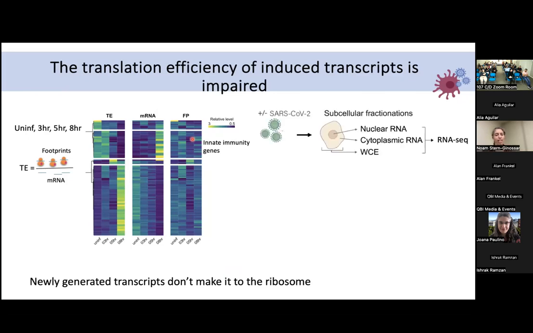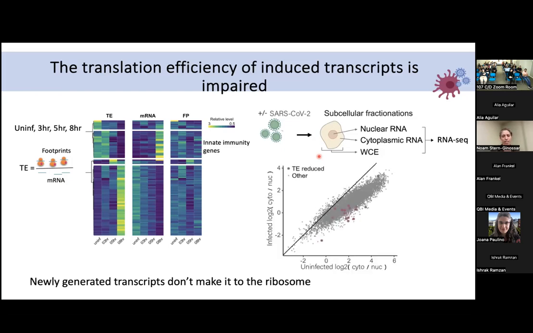So to test that, we again infected cells or not infected them with SARS-CoV-2, and then did a subcellular fractionation, actually using a protocol that Noam was calibrating in his Ph.D. And using regression, we can calculate for every transcript its cyto and nucleus ratio, and this is what's plotted here. So basically, you can see that indeed, in infection, we have major retention of cellular mRNA in the nucleus, and specifically innate immune transcripts here in purple are heavily enriched in the nucleus, and we think this basically explains why they never make it to the ribosome.